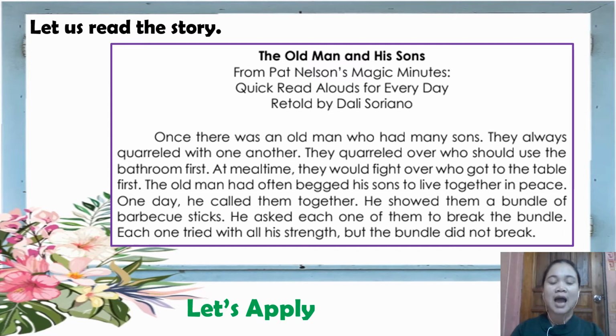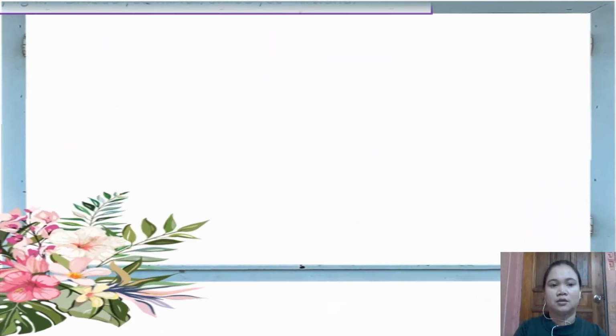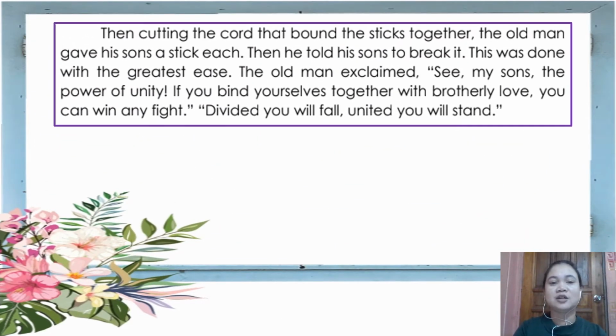The old man had often begged his sons to live together in peace. One day, he called them together. He showed them a bundle of barbecue sticks. He asked each one of them to break the bundle. Each one tried with all his strength, but the bundle did not break. Then, cutting the cord that bound the sticks together, the old man gave his sons a stick each. Then he told his sons to break it. This was done with the greatest ease.